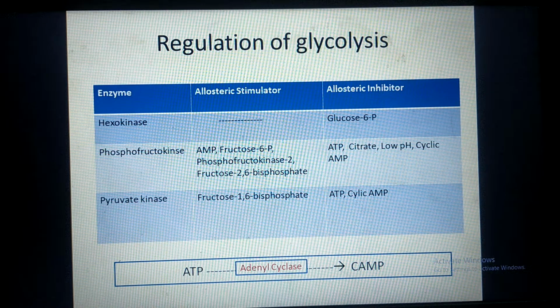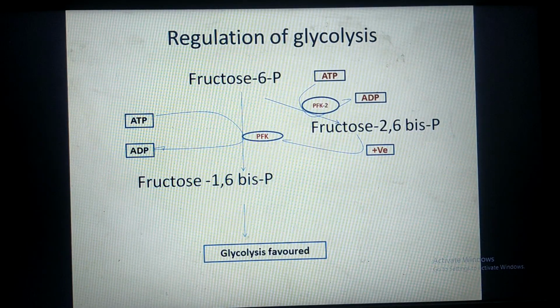The other stimulators are phosphofructokinase 2 and fructose 2,6-bisphosphate. Which are these compounds? We will see. When the concentration of fructose 6-phosphate increases in the cell, it activates the enzyme phosphofructokinase 2, which is not an enzyme of glycolysis. Phosphofructokinase 1 is an enzyme of glycolysis, but phosphofructokinase 2 is not. It is activated only when fructose 6-phosphate concentration is high.